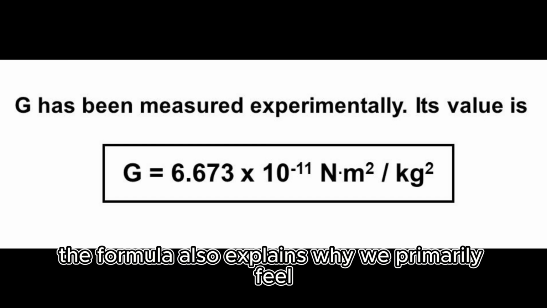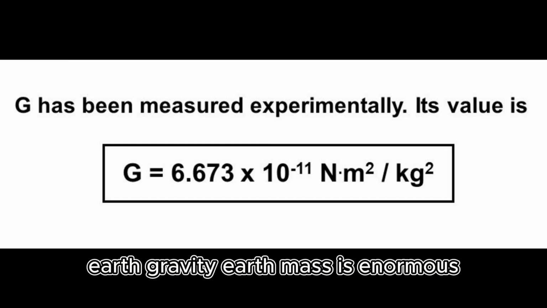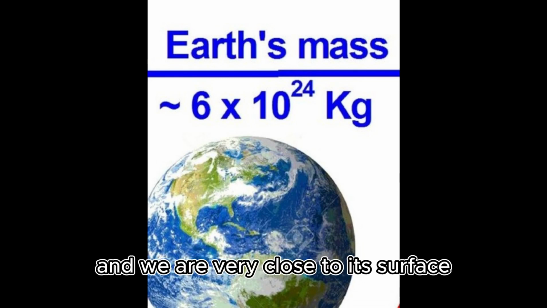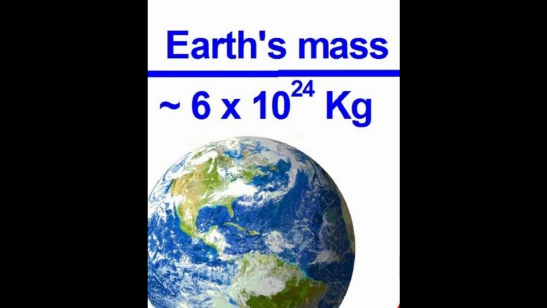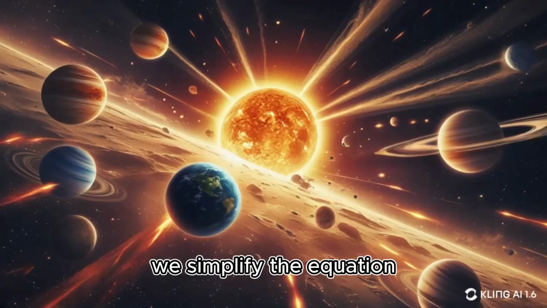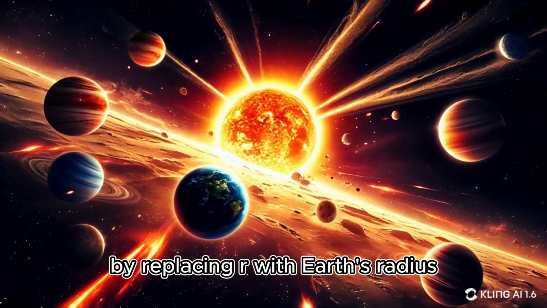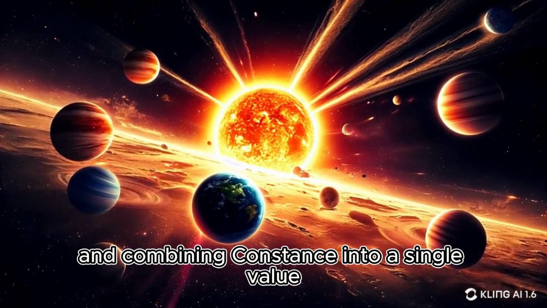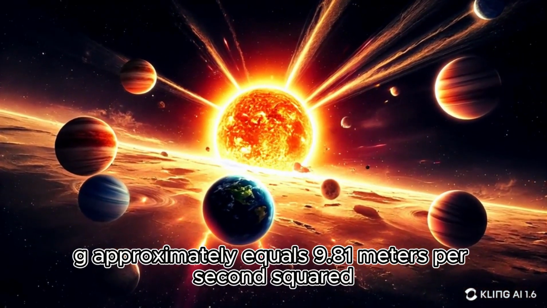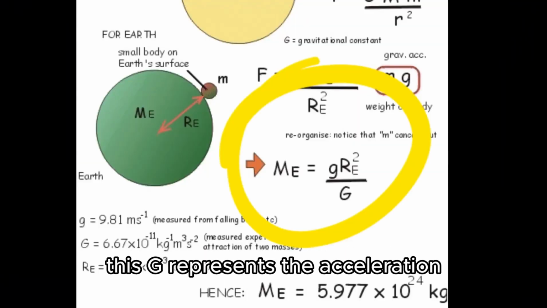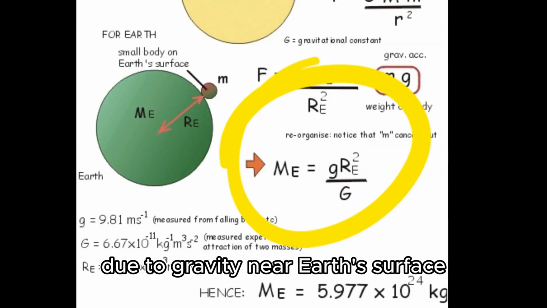The formula also explains why we primarily feel Earth's gravity. Earth's mass is enormous, about 6 times 10 to the 24th kilograms, and we are very close to its surface. For practical purposes, when dealing with objects near Earth's surface, we simplify the equation by replacing r with Earth's radius and combining constants into a single value. g approximately equals 9.81 meters per second squared. This g represents the acceleration due to gravity near Earth's surface.